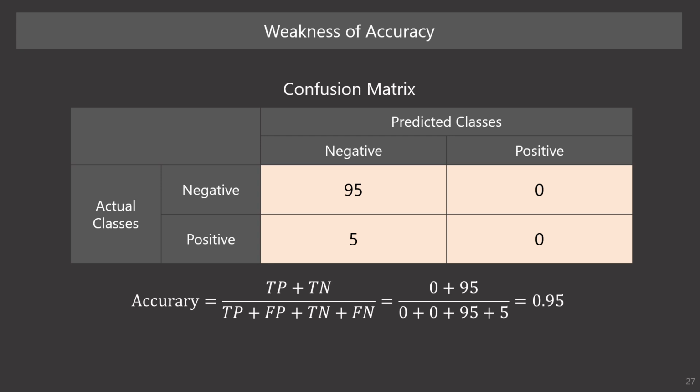To address these limitations of accuracy, we can use other metrics that evaluate the performance of a classification model from different perspectives. In the next video, we will see those other metrics. We need to use various metrics to evaluate a classification model, and we should focus on appropriate metrics depending on the nature of the classification problem.